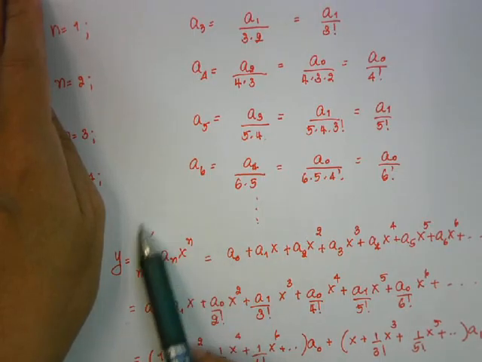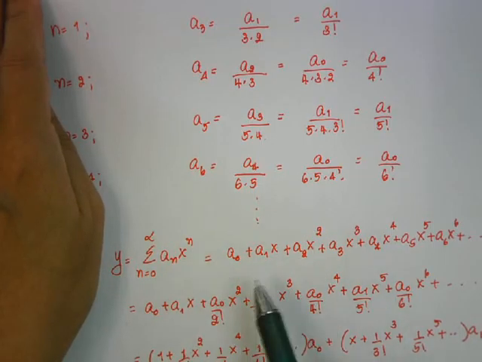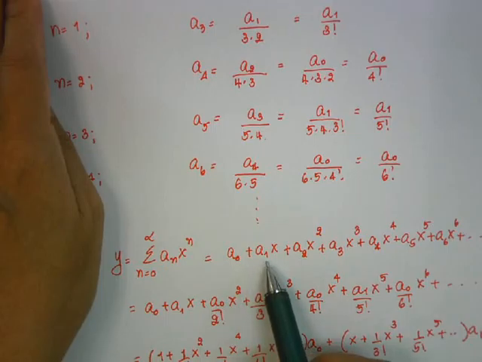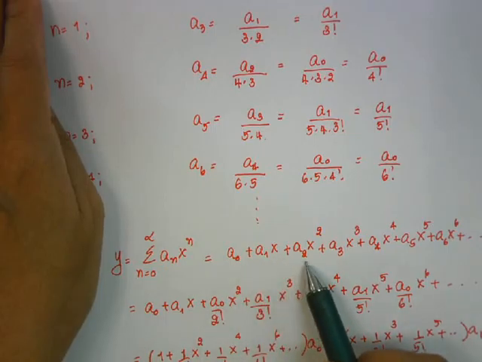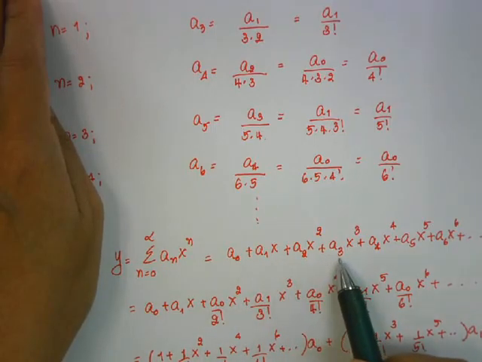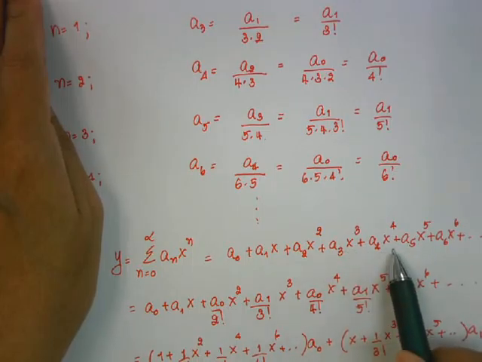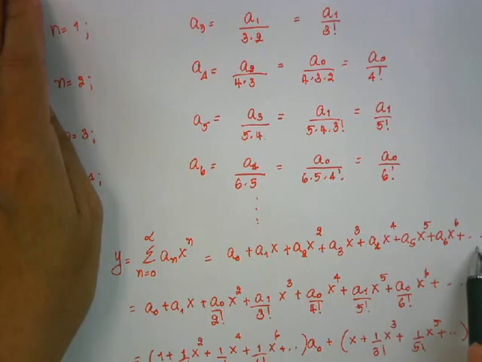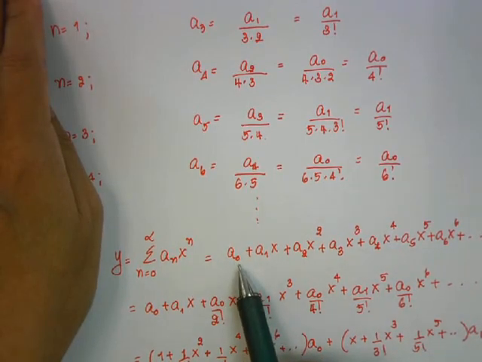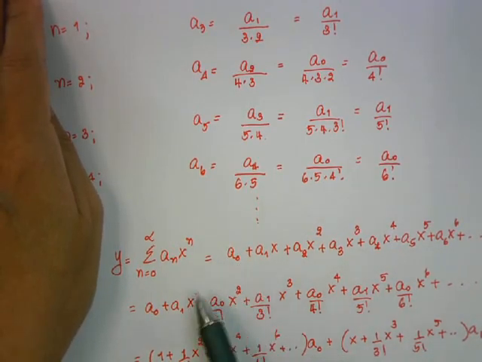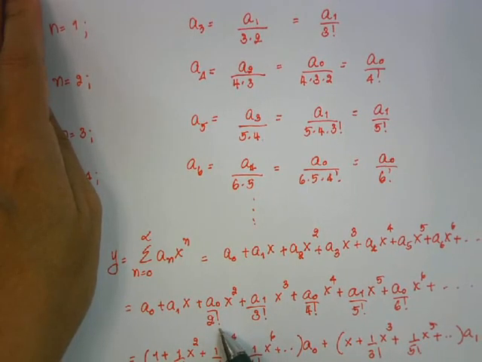If you write this out, you would get a0 times x to the power 0 plus a1 times x plus a2 times x to the power 2 plus a3 times x to the power 3 plus a4 times x to the power 4, and so on. Now you plug in the a values that you found, you would get a0 plus a1x. But your a2 is equal to a0 divided by 2 factorial.